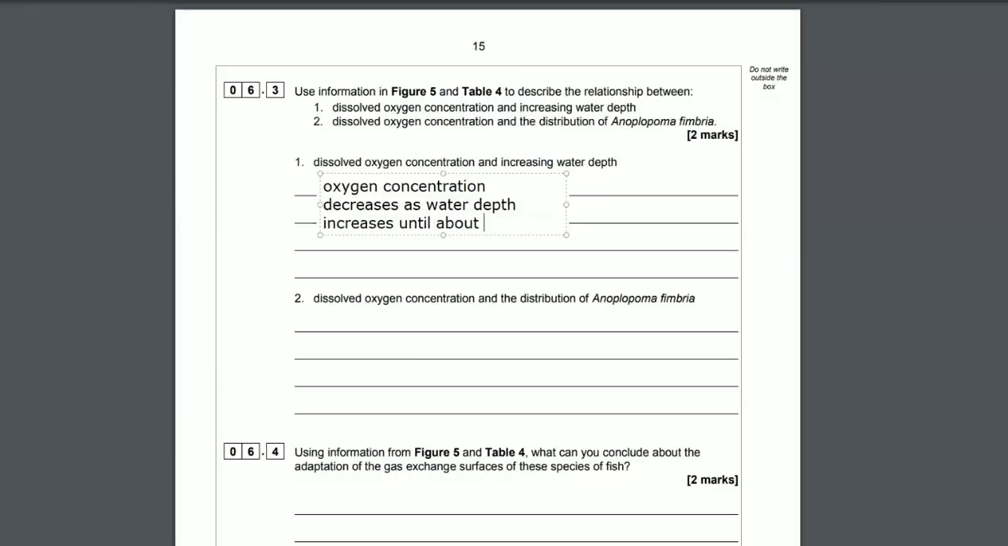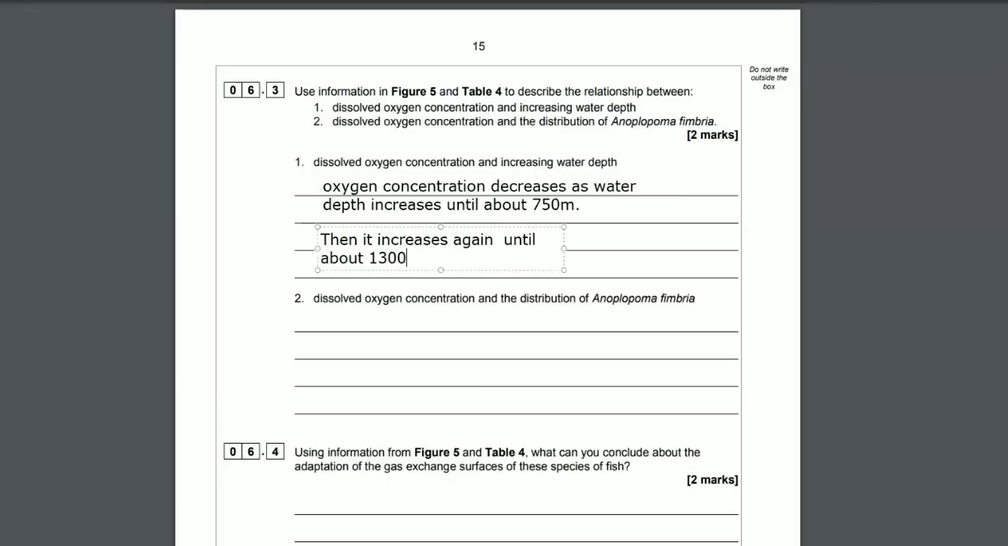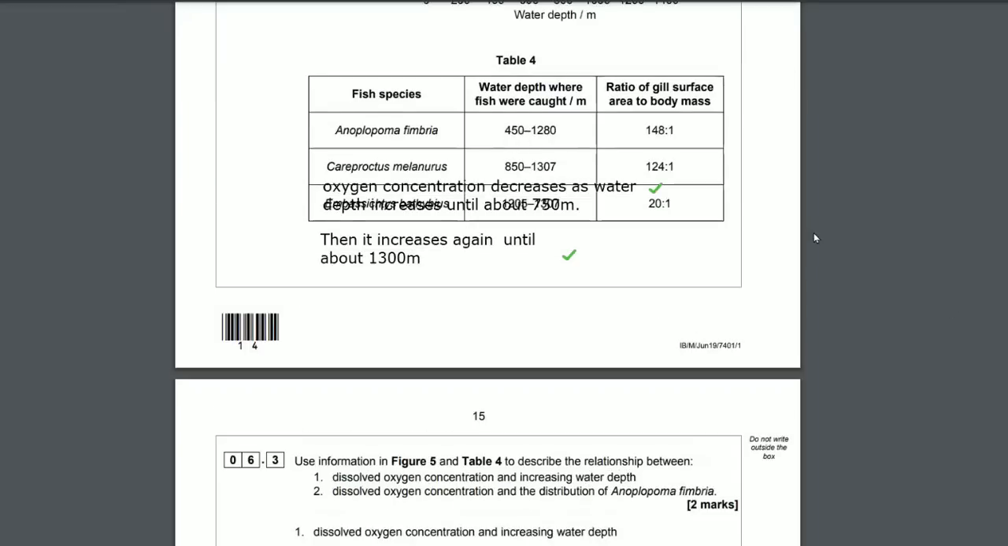So what we can see from that is that the oxygen concentration goes down in that first graph as we increase the water depth until about 750 meters, and after that it starts to increase again until about 1300 meters, where our graph sort of finishes. Okay, and that's going to get us 2 marks. So it's a description, so you're just saying it goes down, then it comes back up. And so these are description, because the command word in the stem is description.